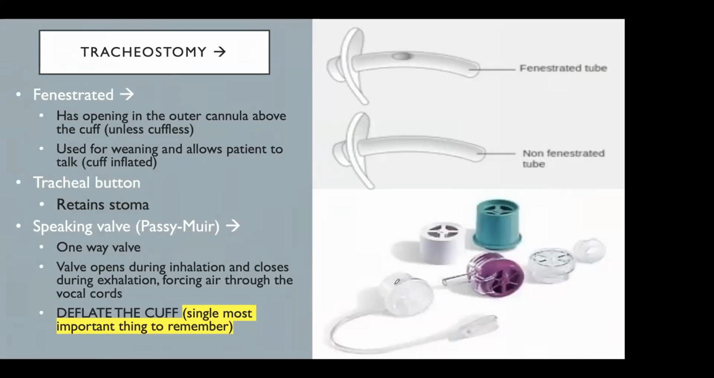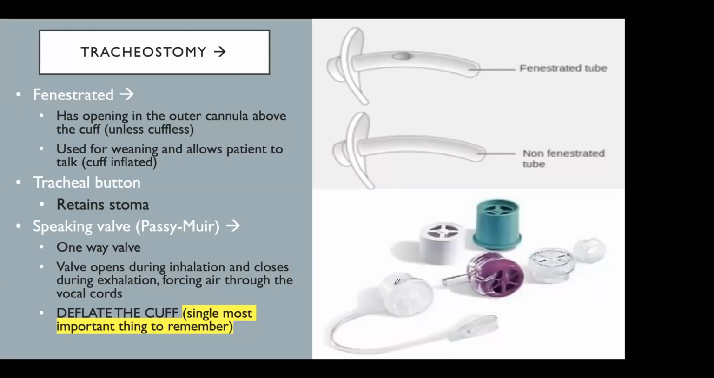I never really used a whole lot of fenestrated trachs. Most of the time we would just go for a generalized trach, Passy-Muir, cap, and then decannulation. But fenestrated is good for weaning. Tracheal buttons essentially just retain the stoma. What I've always used is a generalized Shiley or something like that with a speaking valve, most commonly a passive Passy-Muir valve. It's a one-way valve. Take a breath, they exhale, it closes, forcing air through the vocal cords.